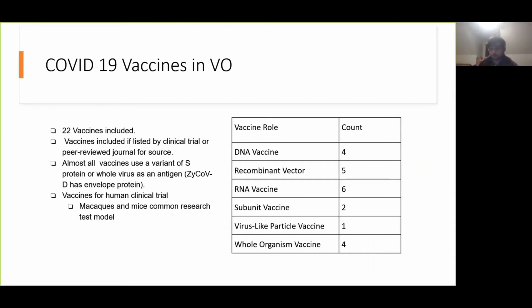What's most interesting is the sheer amount of different vaccine types, where we're having newer developments with virus-like particle vaccines and RNA vaccines, which are newer technology that are being used. Next slide, please.